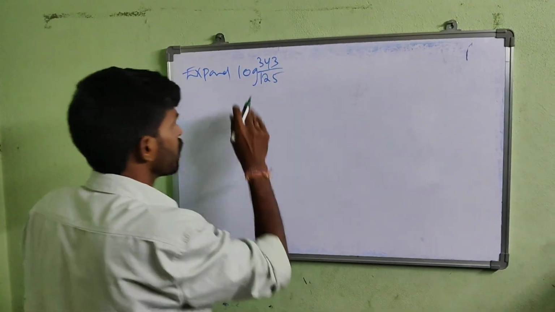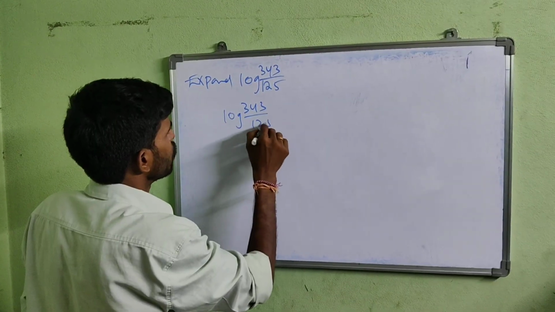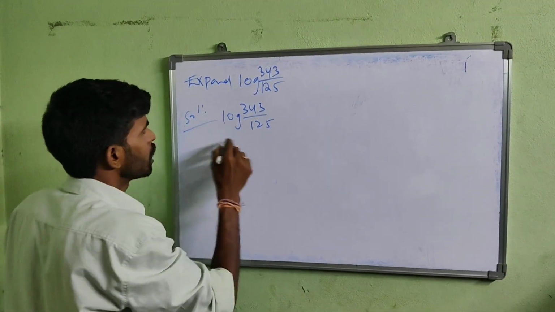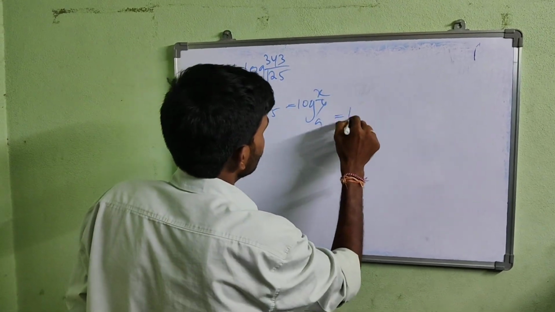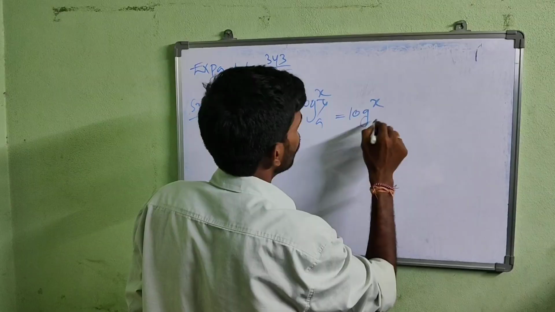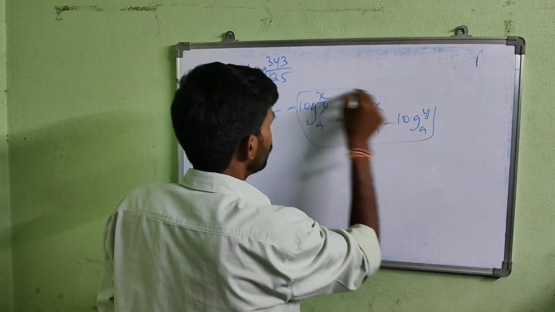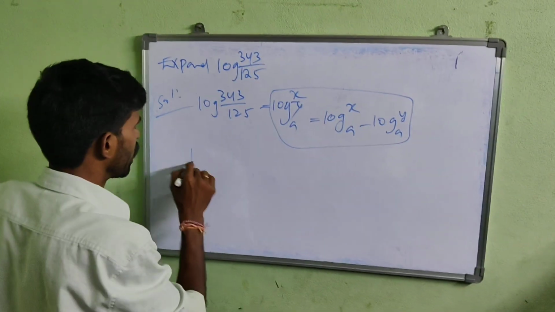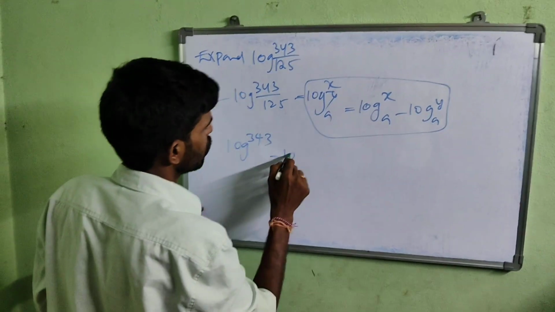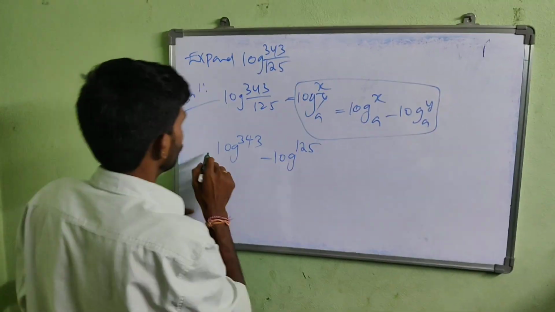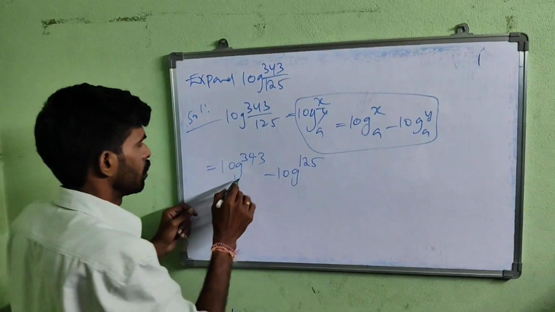Now we need to expand this one. How will it be? Log of 343 by 125. Solution: log of x by y to the base a, what is the formula? Log x minus log y. Based on this we can write it as log 343 minus log 125. There is no base, which means the base is 10.